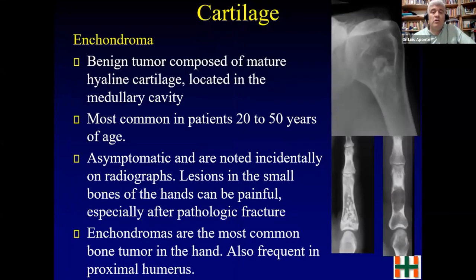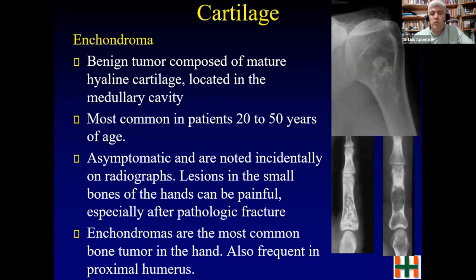So now we're going to speak of cartilage tumors. Cartilage tumors depend on which type of cartilage is the origin of the tumor. We have the enchondroma. This is very famous in the hand and very frequent in the upper extremity. It's a benign tumor, but of mature hyaline cartilage. So it's mainly intramedullary.